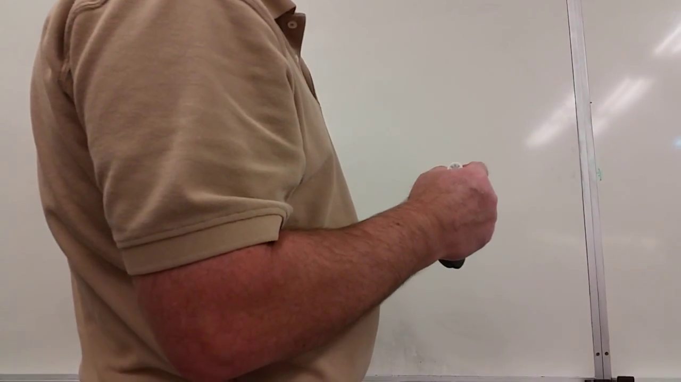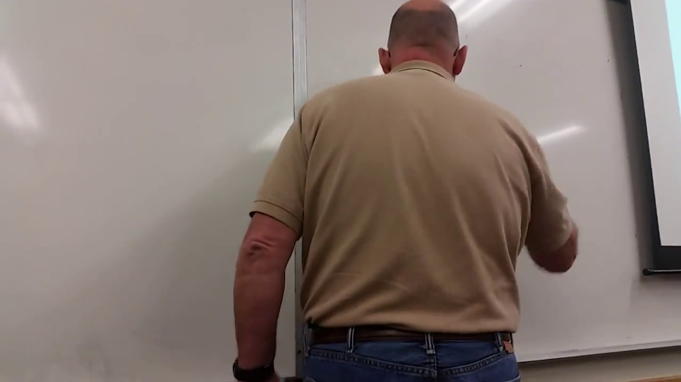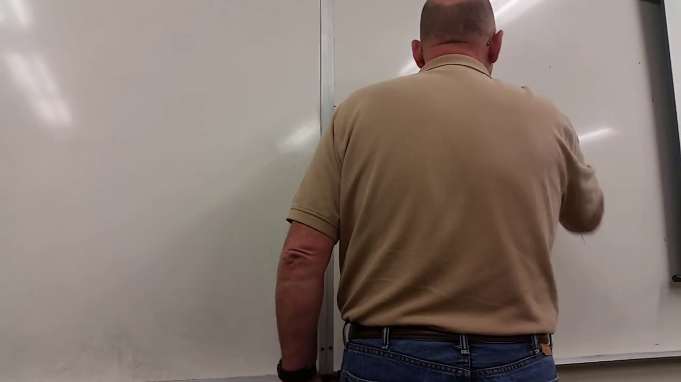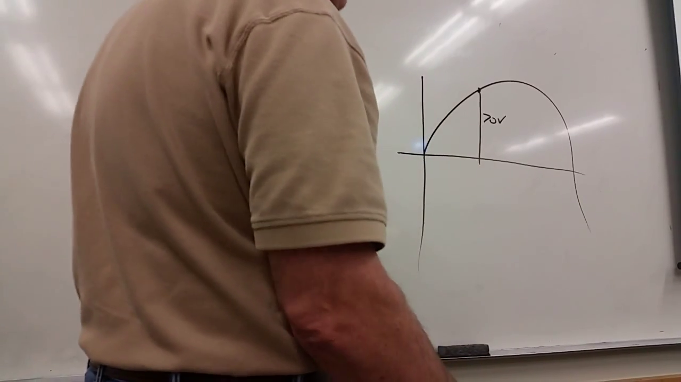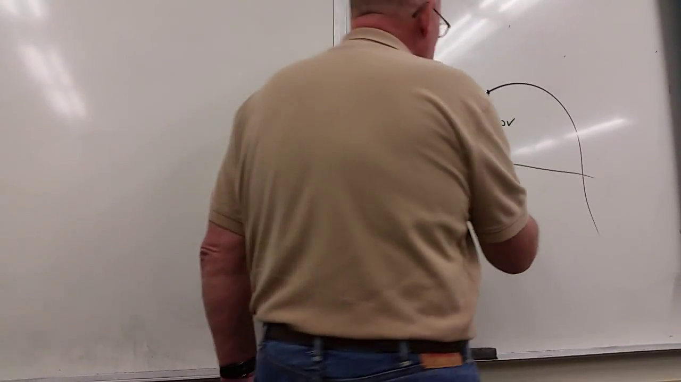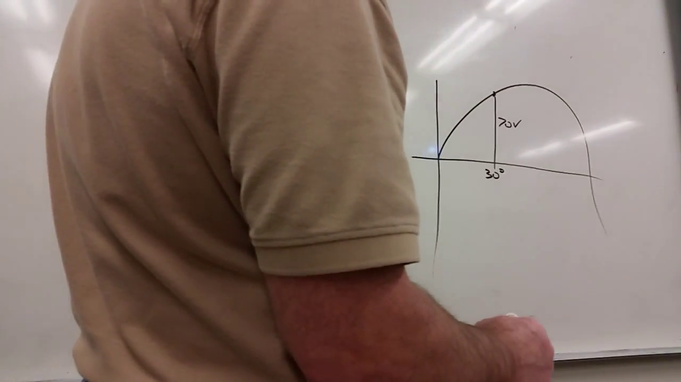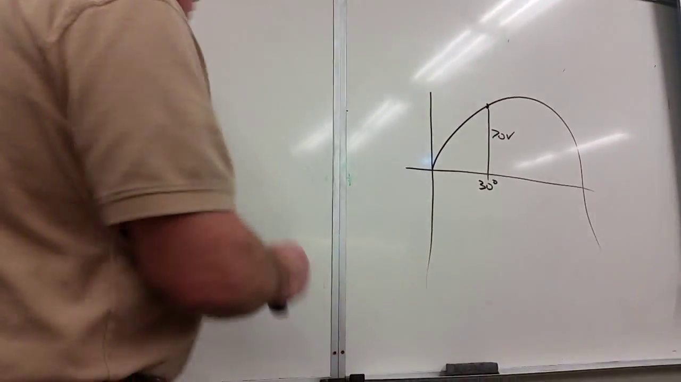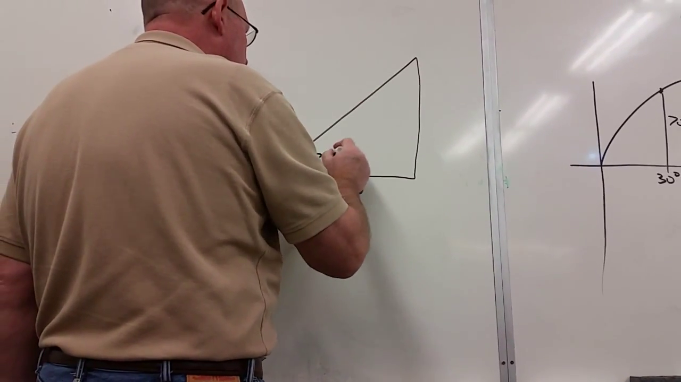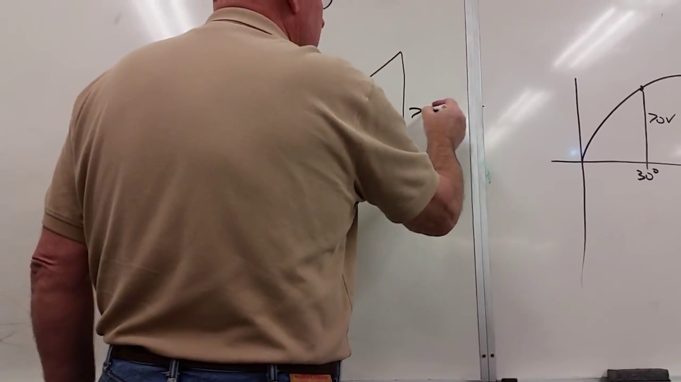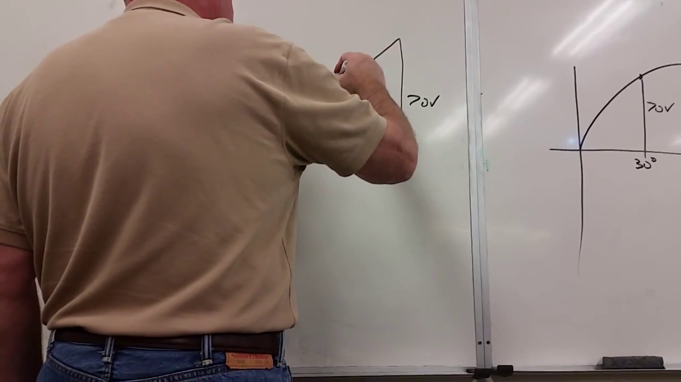Okay, so we've got an instantaneous value of 70 volts. So I've got 70 volts right here. And it tells me this is at 30 degrees. It says find the maximum value. So if we put this in our equation right here, we've got 30 degrees. We know this is 70 volts. So now we're trying to find the Vmax, right? Yes.